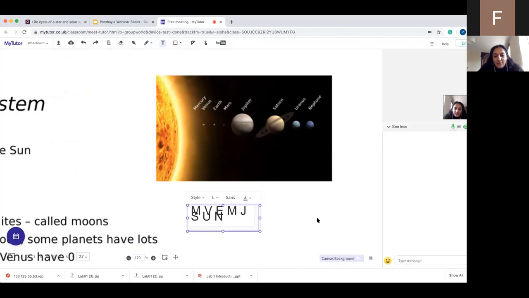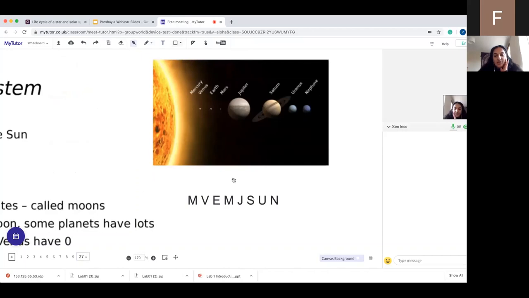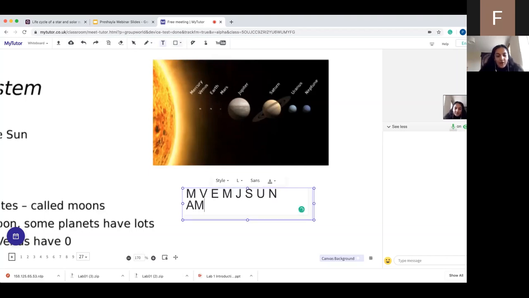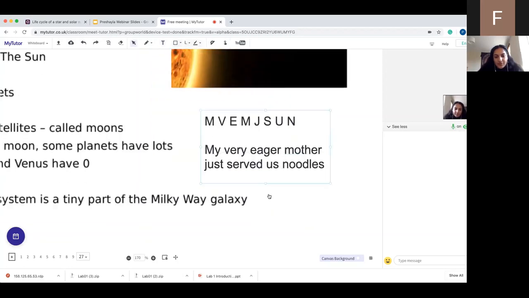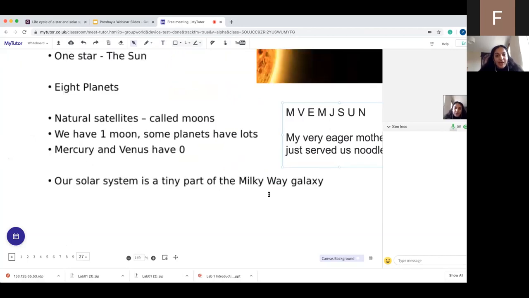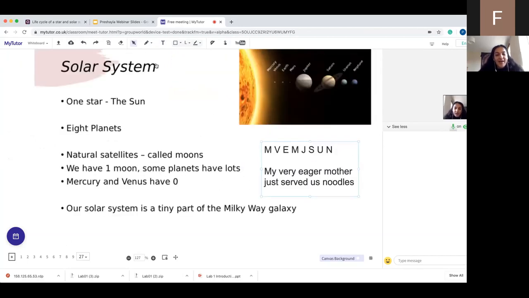Now you need to remember what order they come in distance from the sun. Some people like to come up with mnemonics. The one that I personally use is, my very eager mother just served us noodles. So if you want to remember that, I'll write it down. However, obviously you can come up with your own. If you do have any of your own, do share them around. Someone else might like yours better than mine.